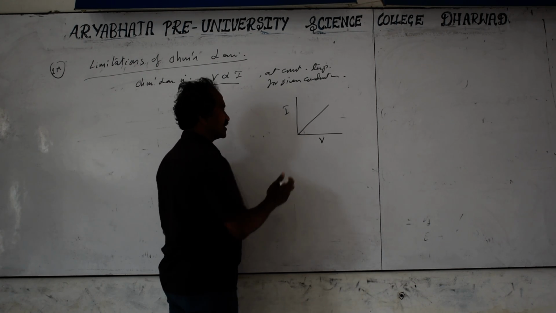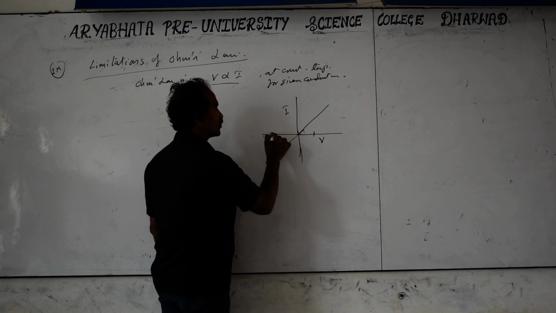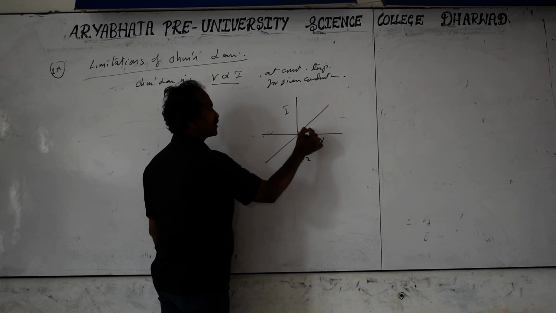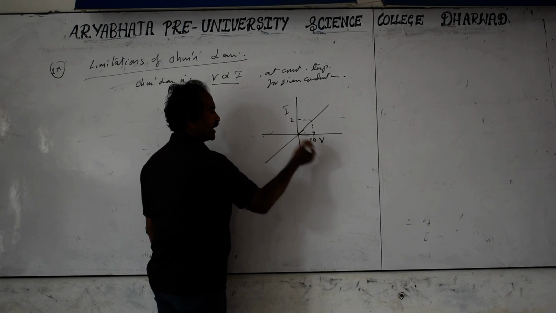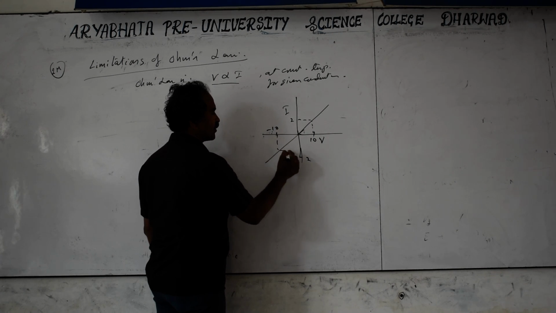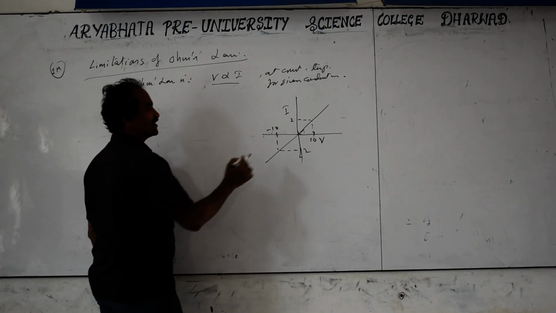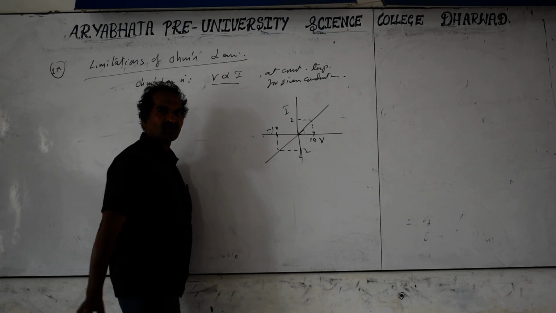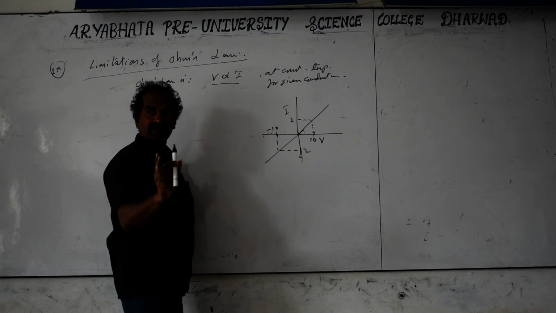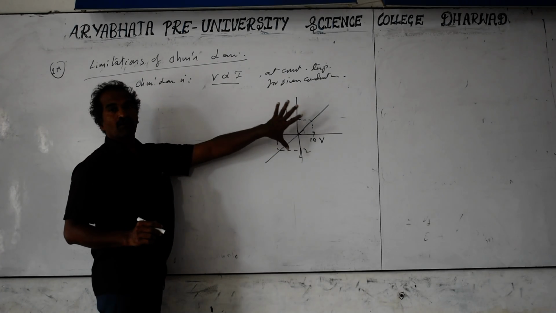Current also gets reversed. So if V is reversed, current also gets reversed, but the value will not change. For 10 volts, if I get 2 amperes, if I take minus 10 volts, you get again 2 amperes only, the same current but in the opposite direction. So this graph is a straight line passing through the origin, and on reversing the voltage, the current magnitude does not change, only the direction is reversed. For the same conditions, if we take the forward and reverse conditions, then Ohm's law is applicable.